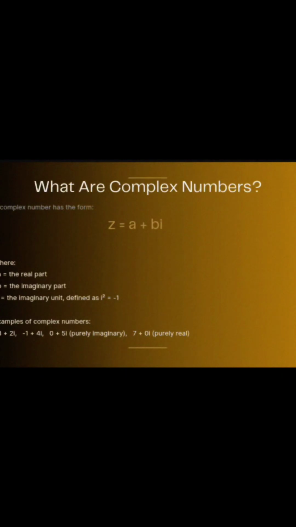First topic: what are complex numbers? A complex number can be written in the form z = a + bi, where a is the real part and b is the imaginary part, and i stands for iota.